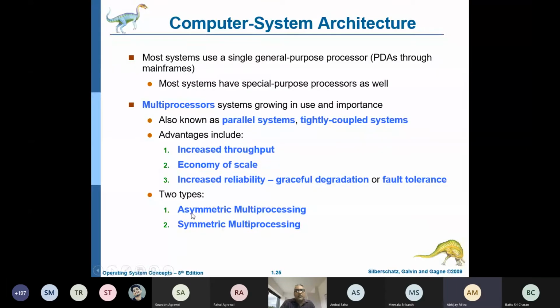Sir, I had a doubt. Hello, yes, please. Sir, in multiprocessor systems, all the processors would be sharing the computer bus and all the peripheral devices, right? So, sir, wouldn't it cause some slowdown of the individual processor's capacities?